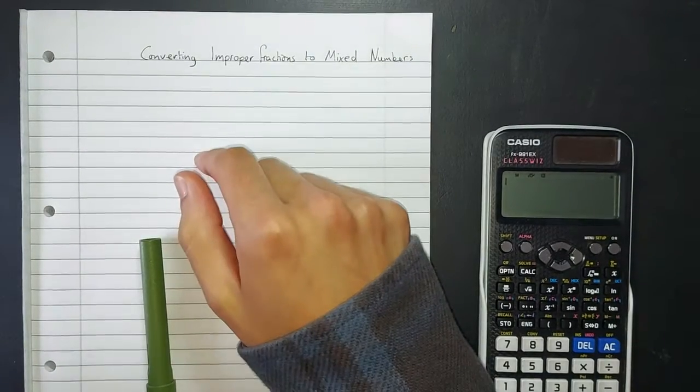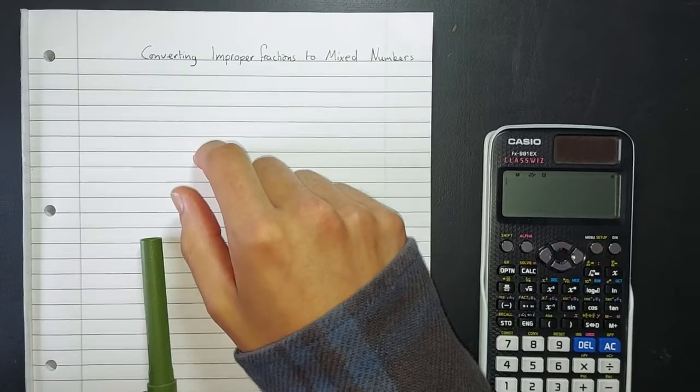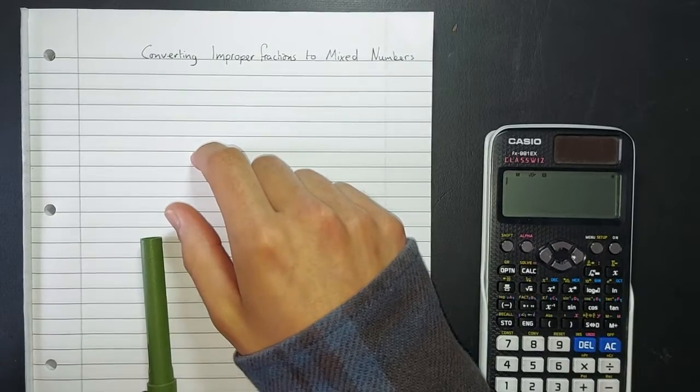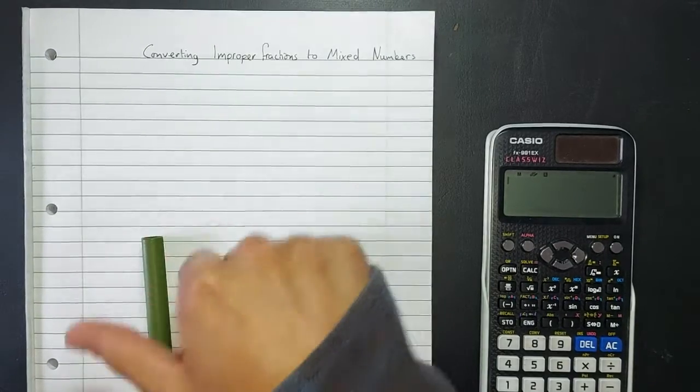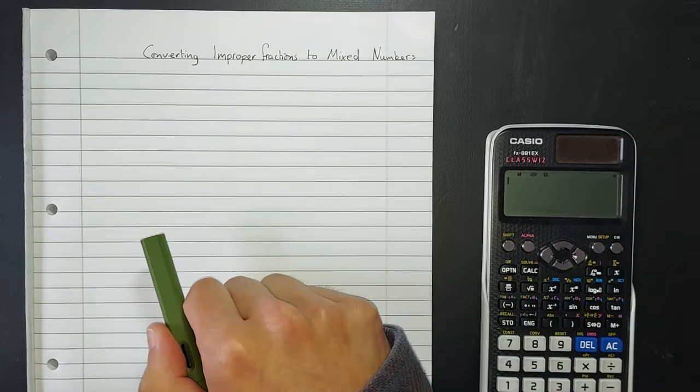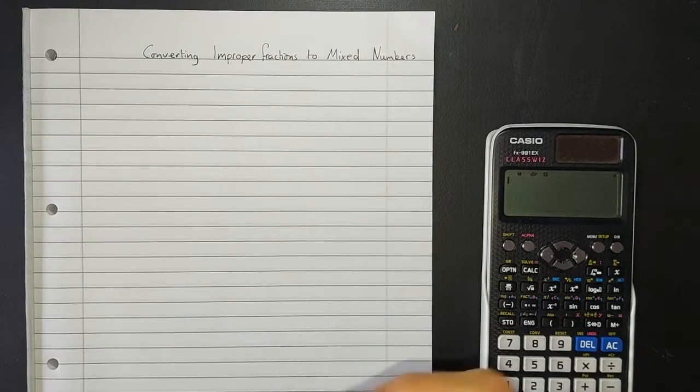Okay, in this video we're going to have a quick look at converting improper fractions to mixed numbers. Remember, by improper fractions what we mean is a fraction where the numerator, the top number, is bigger than the denominator, the bottom number. We're going to start off with a fairly straightforward example, then we'll get progressively harder. Hopefully your understanding will increase as we go along.